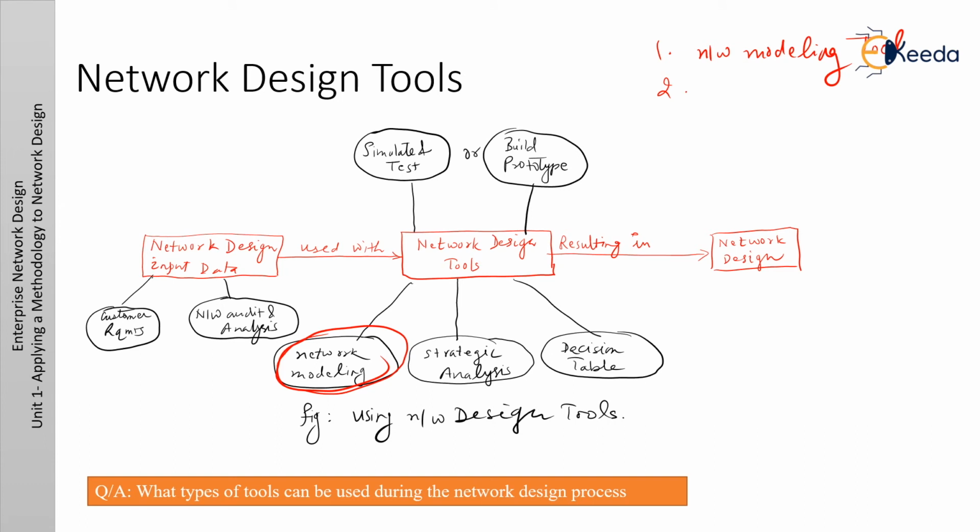Second thing is strategic analysis tool. We are discussing here network design tools. So the second tool is strategic analysis tool. Very important analysis. Strategic analysis, also known as what if tools.